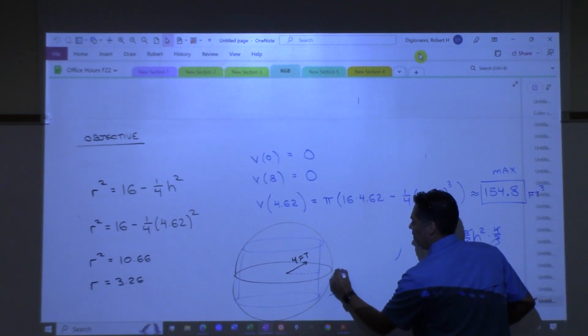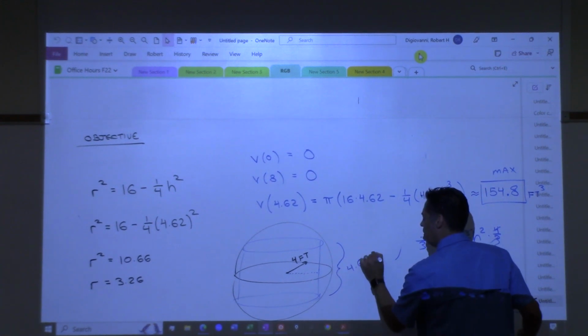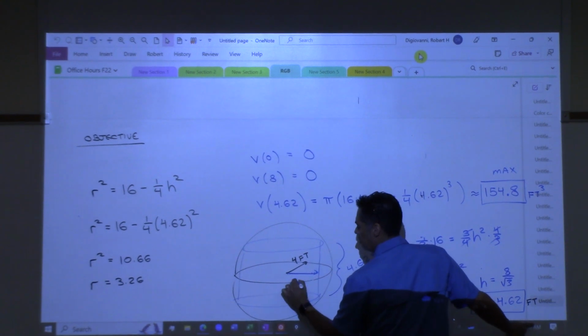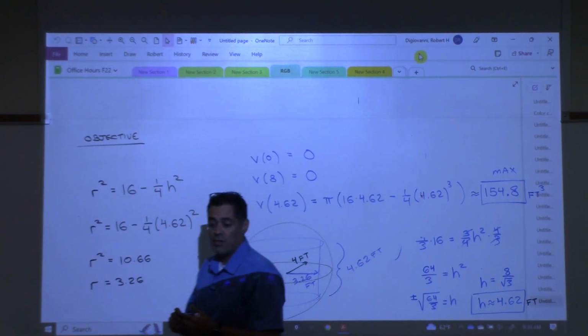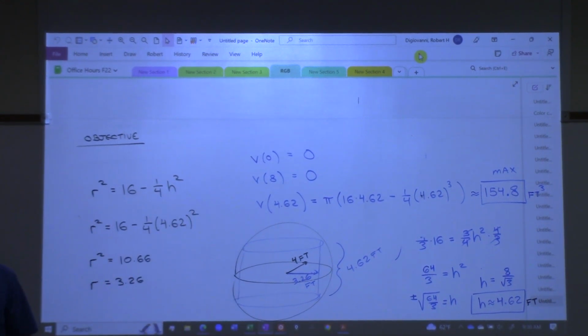If this distance from here to here is 4.62 feet, and my radius here from here to here is 3.26 feet, then I will have the largest possible cylinder in there with a volume of 154.8 cubic feet. All right, we're done. Any questions?